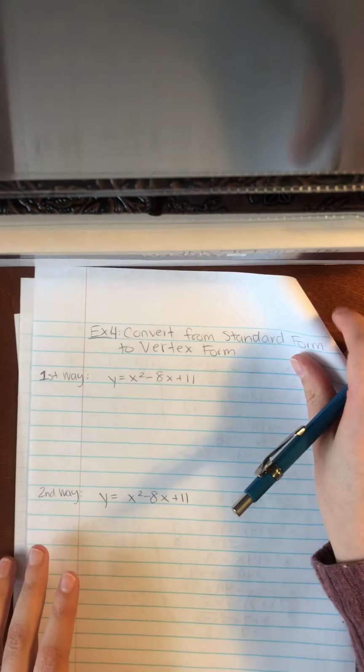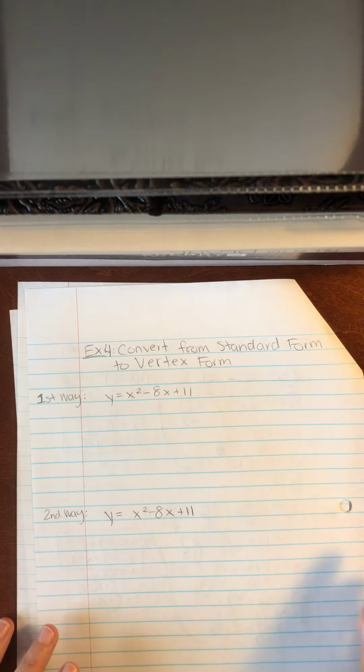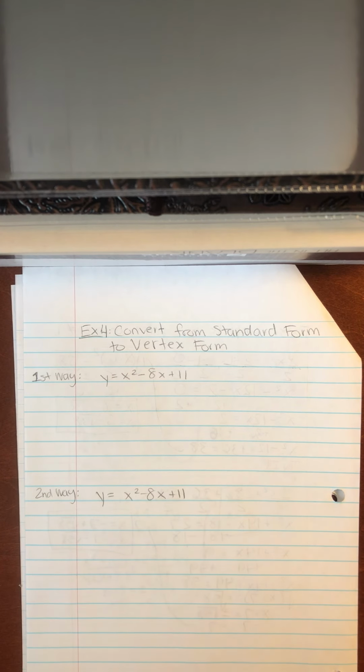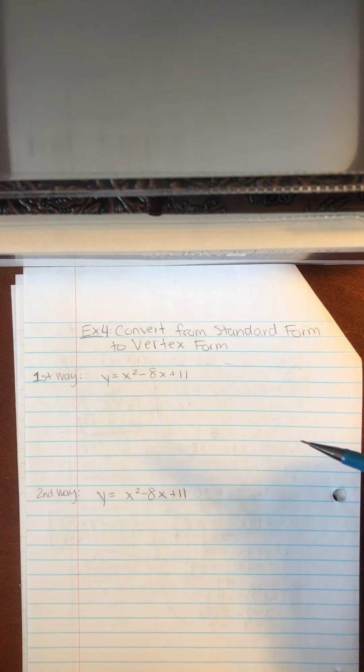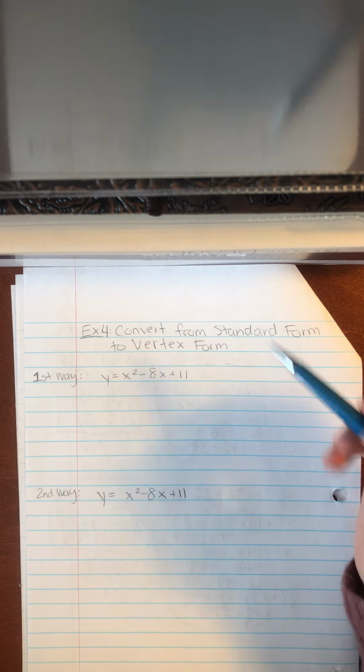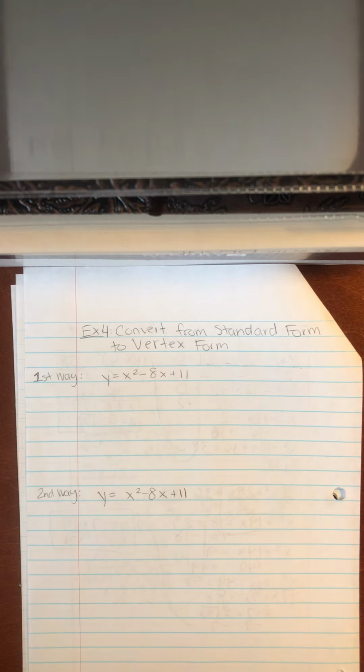Example 4, convert from standard form to vertex form. There's two ways of doing this. The first way, we're going to complete the square, and the second way, we're going to revert back to an older method that we're very familiar with. We have learned how to convert from vertex to standard form. That was when you had to FOIL and expand it out. So now we're converting from standard to vertex, which is quite a bit different.